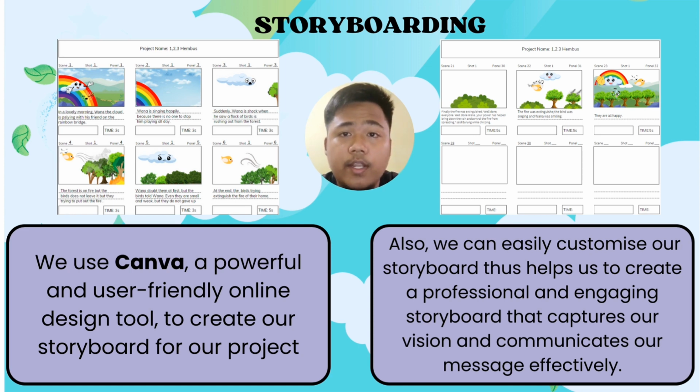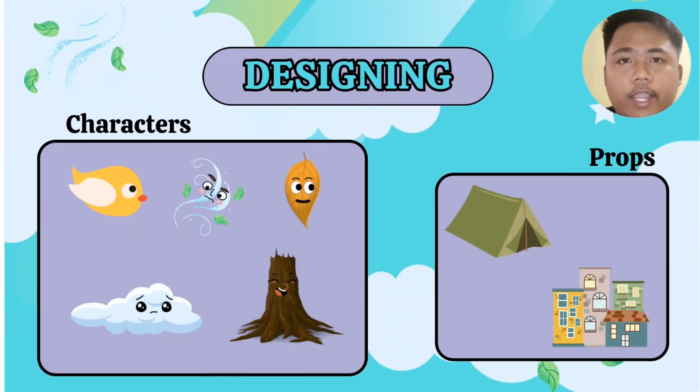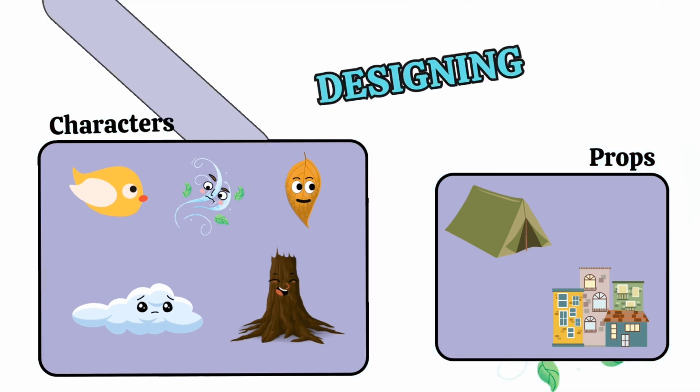As you can see in the images, there are frames and descriptions. Canva helps us to create a professional and engaging storyboard that captures our vision and communicates our message effectively. Now the designing: the characters are the bird, the wind, the leaf, the cloud, and all three. And for the props, which is tent and the building.